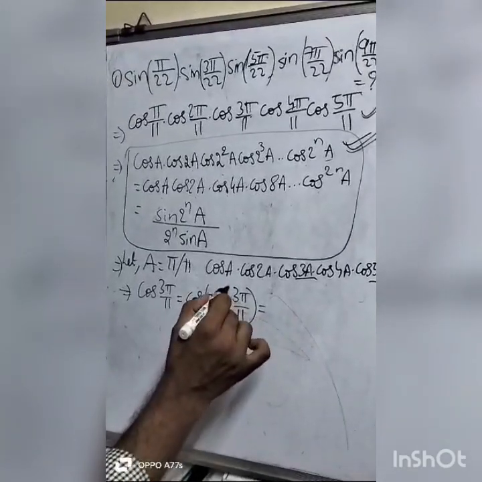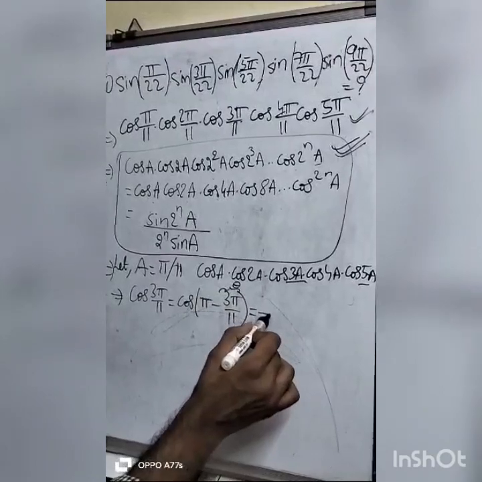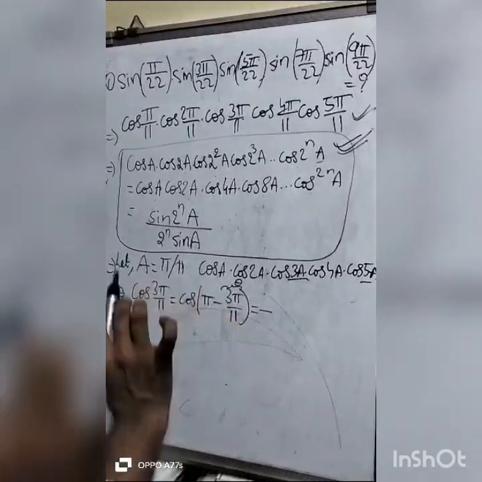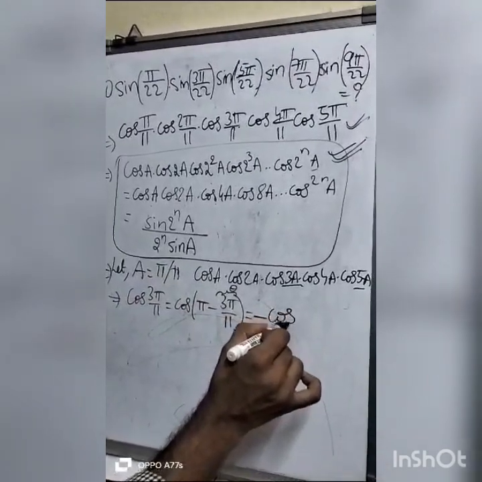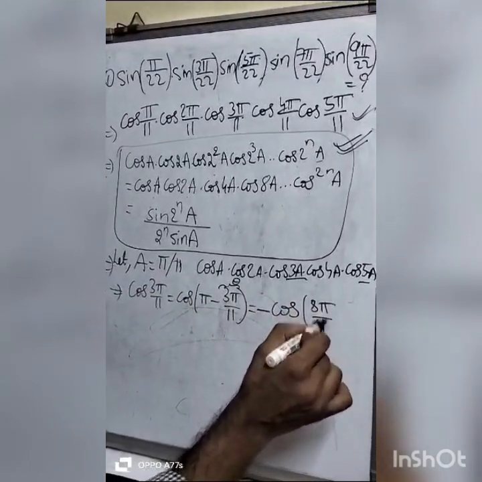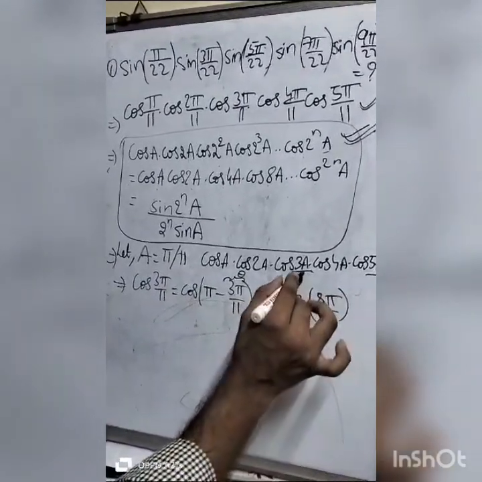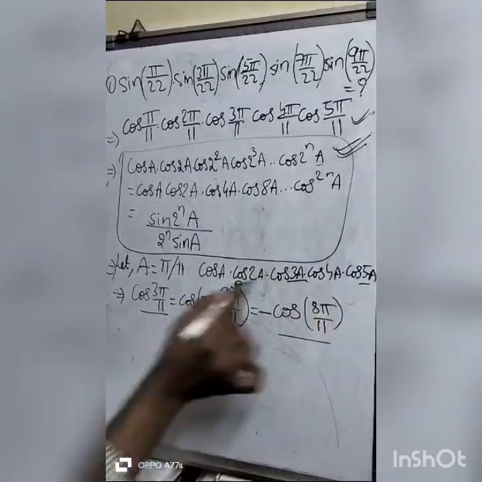So why am I writing this? If you assume this as theta, cos of 180 minus theta is in the second quadrant. So value will not change, but we get the resultant as minus. So it can be written as cos of 8 pi by 11. So my agenda is to convert cos 3 pi by 11 in terms of minus cos 8 pi by 11.